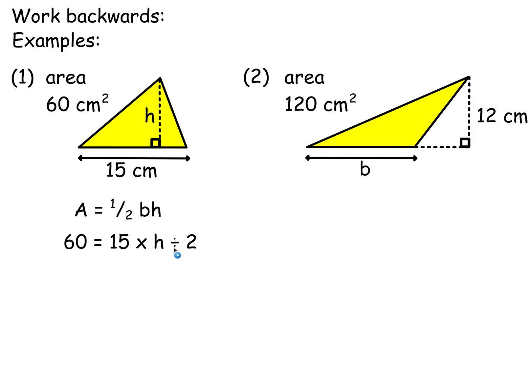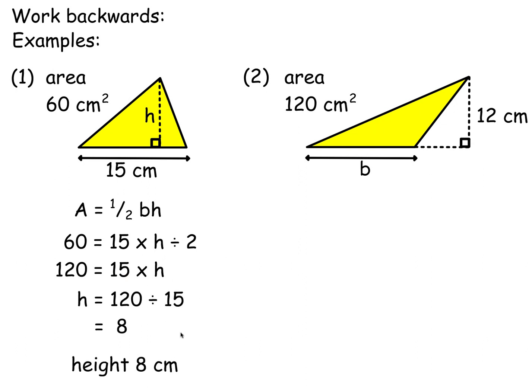Because the area of a triangle is always divided by 2, the best thing to do to make it as simple as possible is to immediately double the left hand side and double the right hand side. So that becomes 120 on the left, and doubling the right just gets rid of the division by 2. Now you just say 120 divided by 15, and the height was 8.